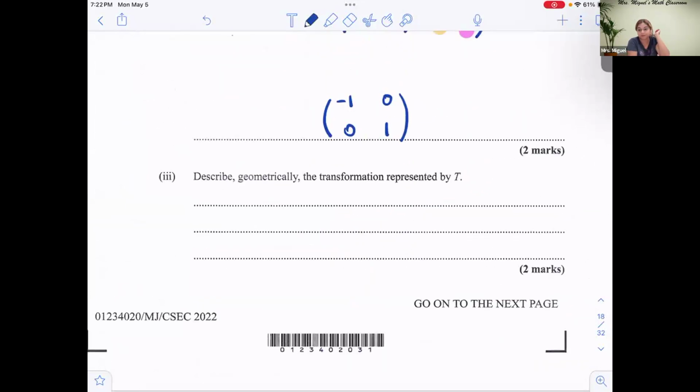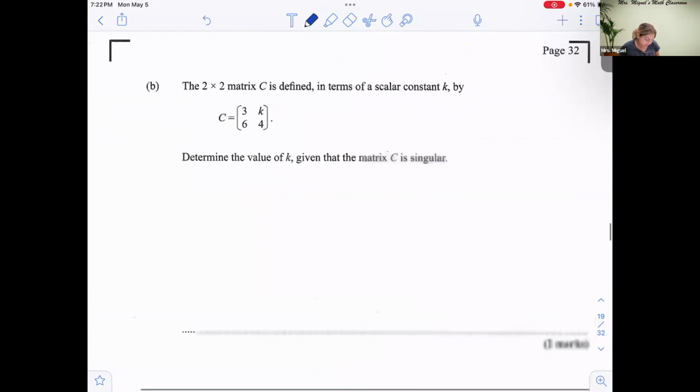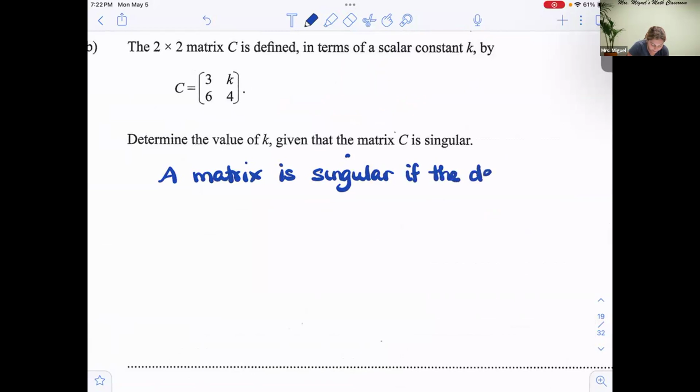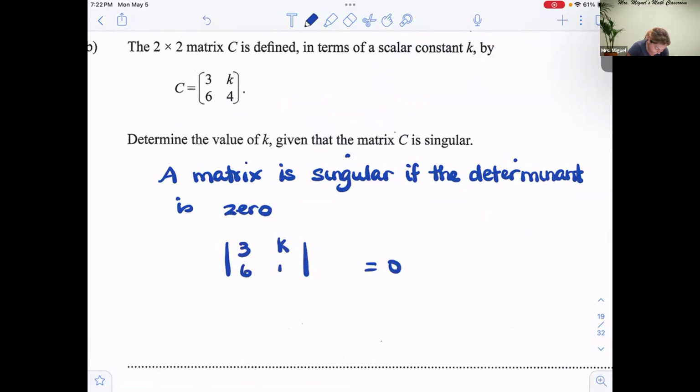So this is a reflection. T is a reflection in the y-axis. And the last part here, determine the value of K so that matrix C is singular. A matrix is singular if the determinant is 0. So go ahead, find the determinant, put it equal to 0, and find K.